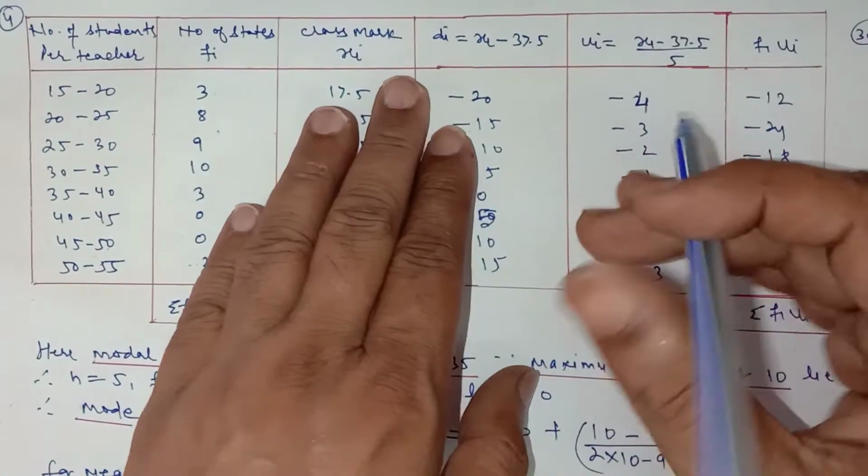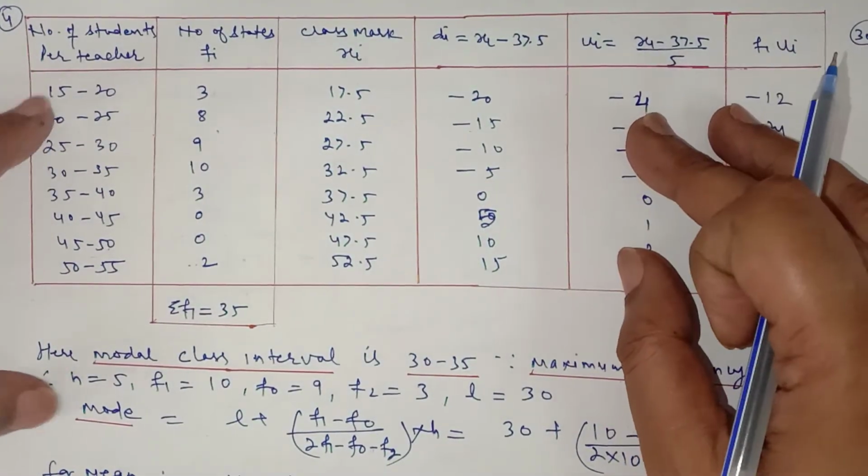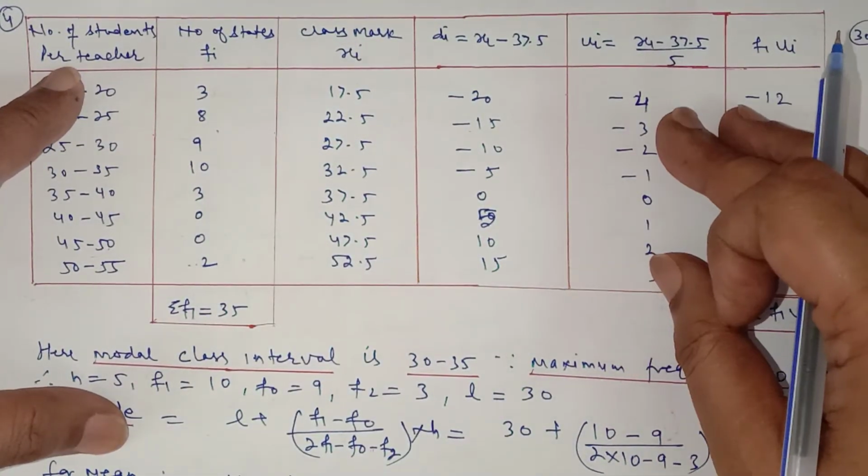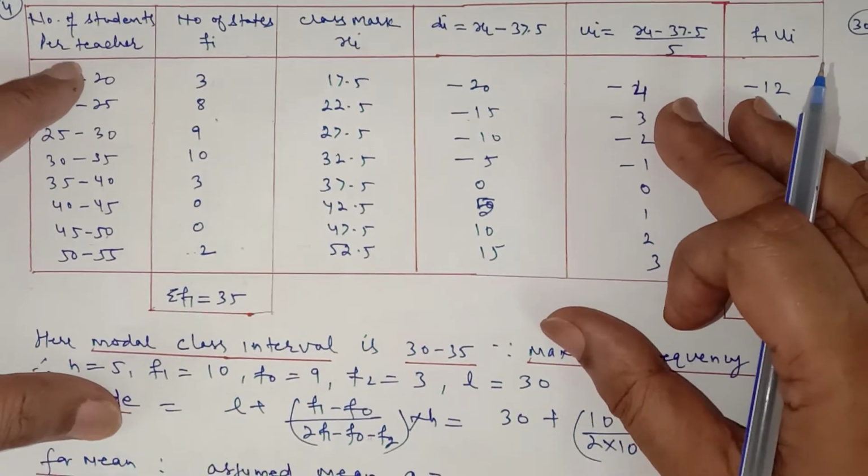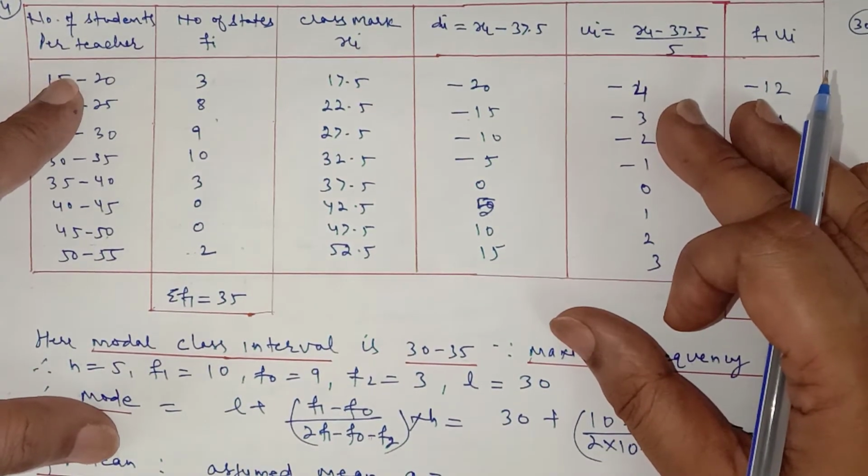Now you have to find the average students per teacher as well as the modal number of students per teacher.